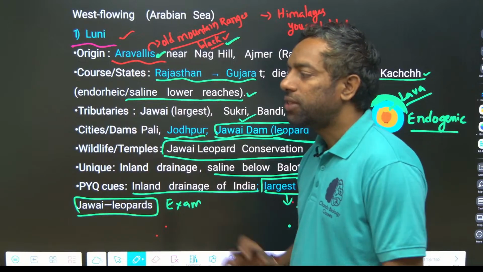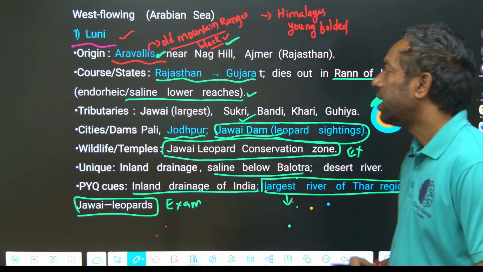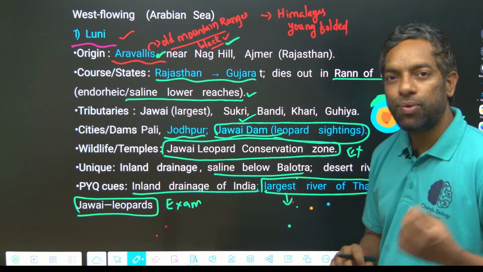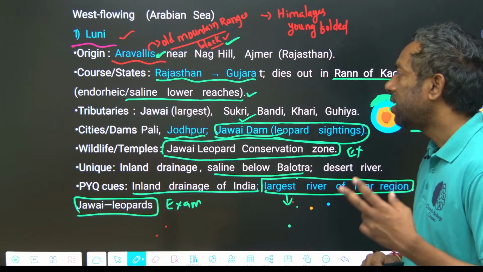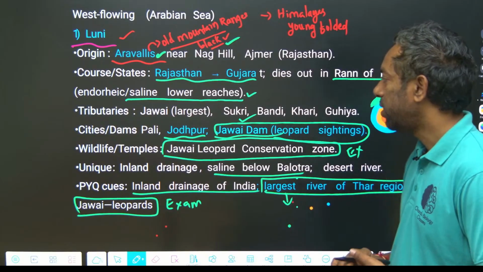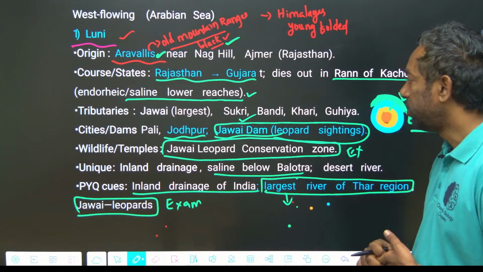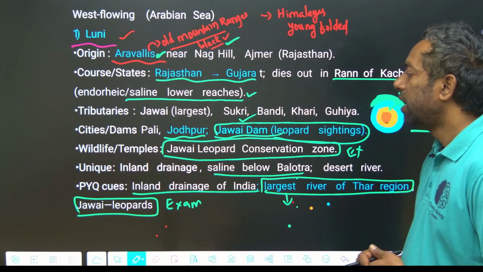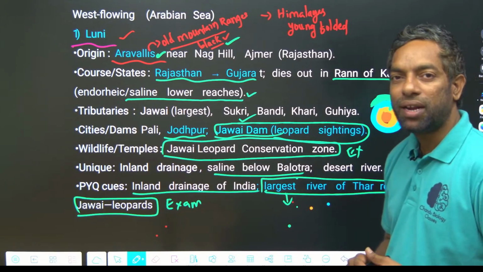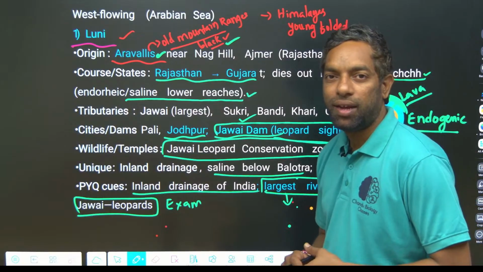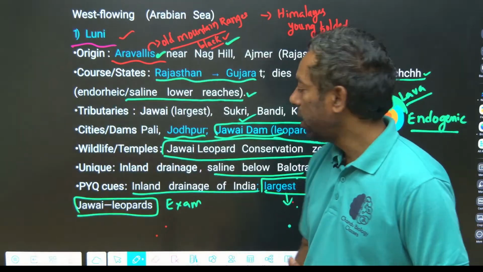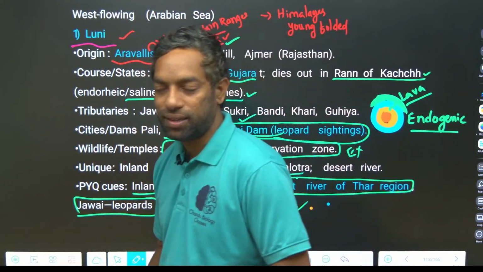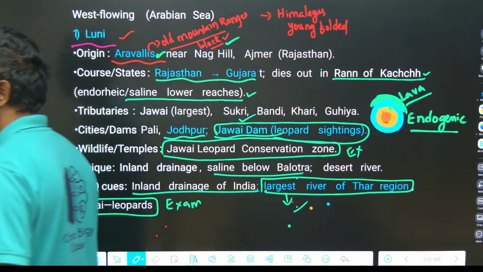Coming to the Luni river again, the points: it originates in the Aravalli ranges. It is located in two states, originating in Rajasthan and entering Gujarat to end. The city is Jodhpur. Jawai Dam is there. Jawai Leopard Conservation is also associated with the Luni River. I hope you guys understand. This is the largest river of the Thar Desert, the largest river of the Thar area, guys.